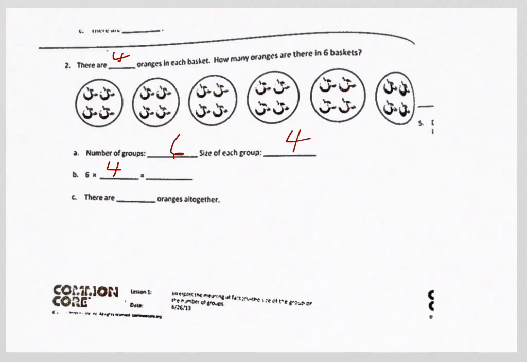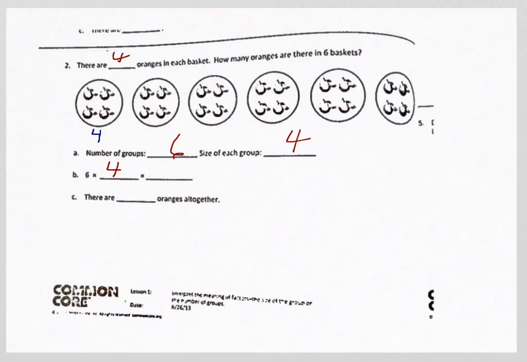You have a couple of different strategies. Maybe you've already memorized 6 × 4. You could count up each orange that you see there, or you can skip count by fours because there's four in each group. I'm going to skip count by fours. Now, if I don't feel confident, I'm going to show you a strategy that I can use to help me as I'm skip counting by fours.